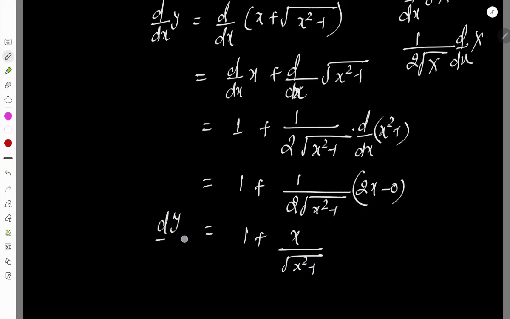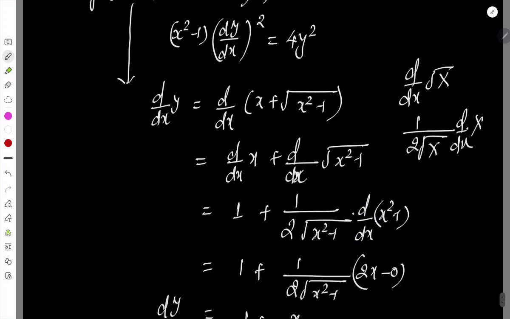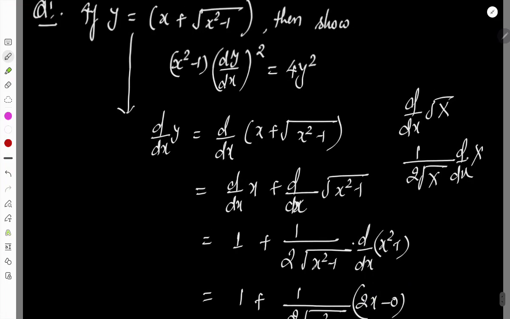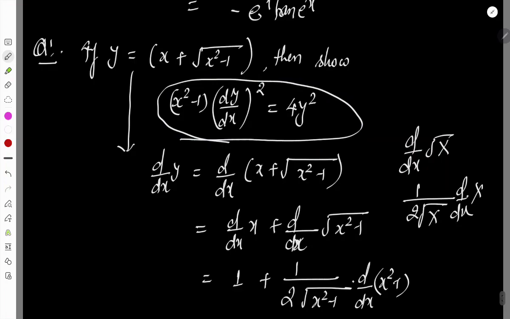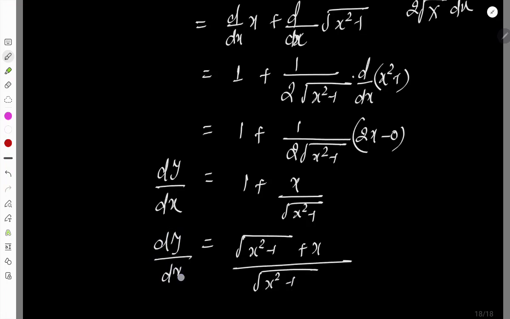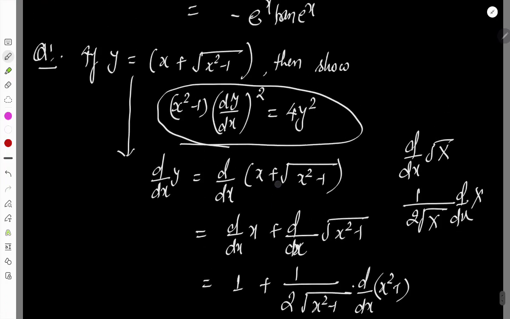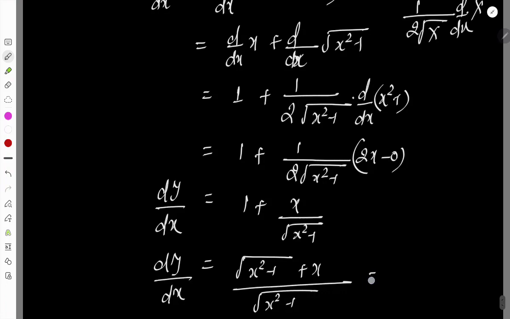And here dy by dx. You see what we need to prove? We need to prove a square something. Correct or not? Okay, square something. So you do one thing, y also we need to bring here in our equation that we want to prove. So multiply here, it will be under root x square minus 1 plus x divided by under root x square minus 1, and here dy by dx. You see under root x square minus 1 plus x is nothing but y. Okay, now x plus under root x square minus 1 is nothing but y. So y divided by x square minus 1.